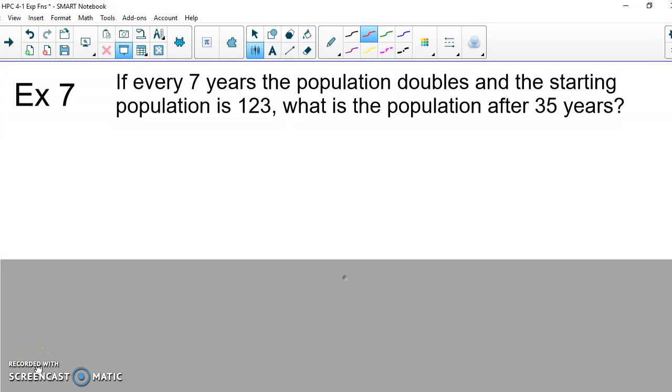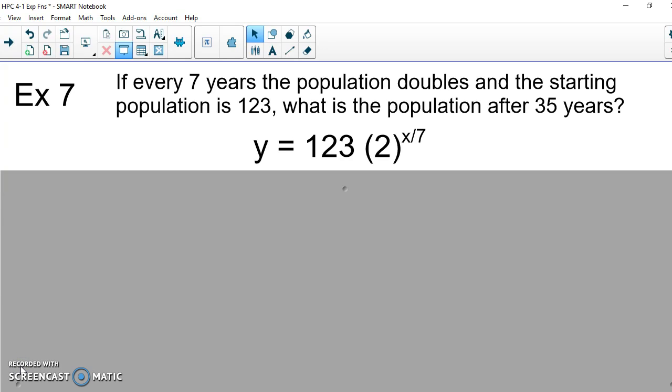Okay, so let's try another word problem, continuing on here with exponential functions. If every 7 years the population doubles and the starting population is 123, what is the population after 35 years? Okay, so I can come up with this function, y equals 123 times 2 to the x over 7.